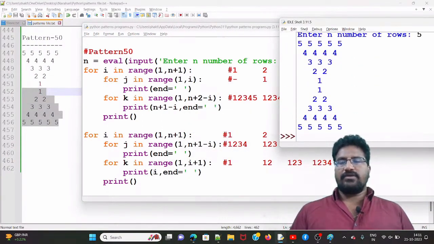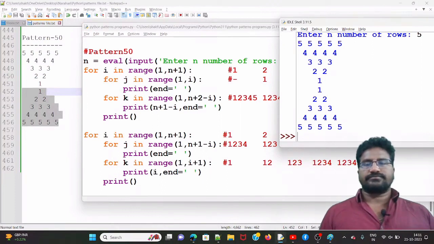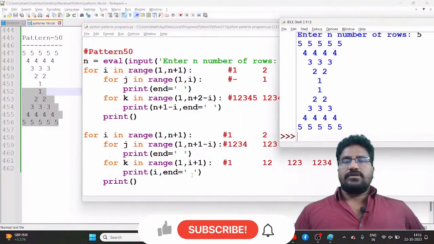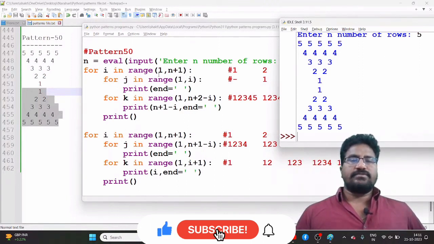I am giving the 5 like this. This is the pattern 50, guys, right?